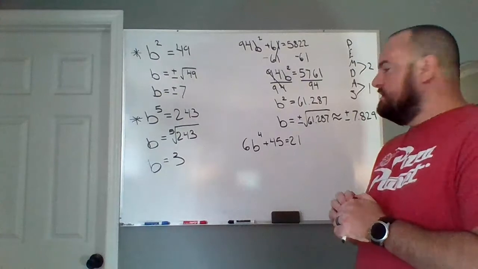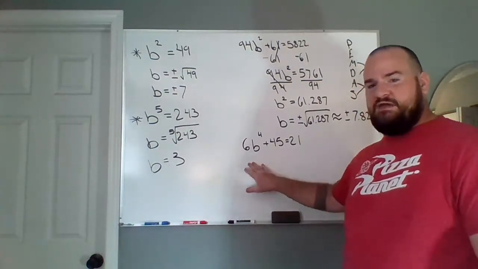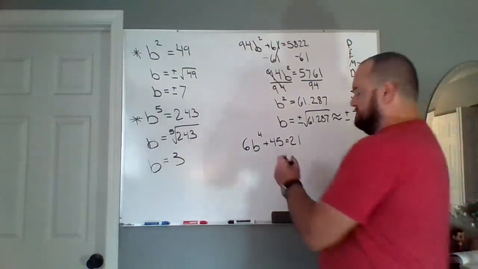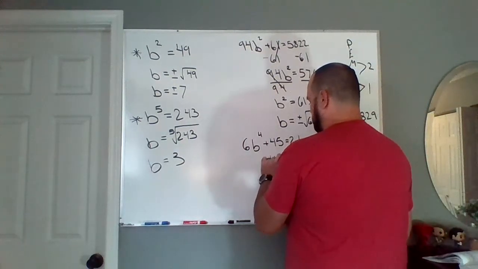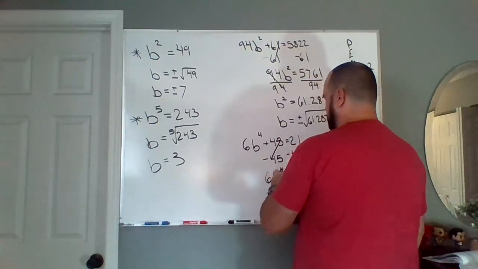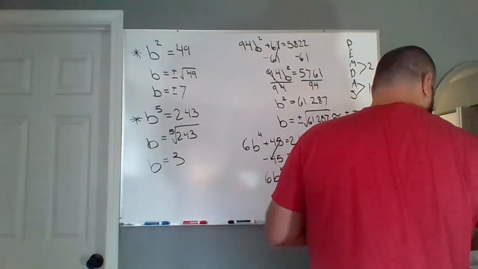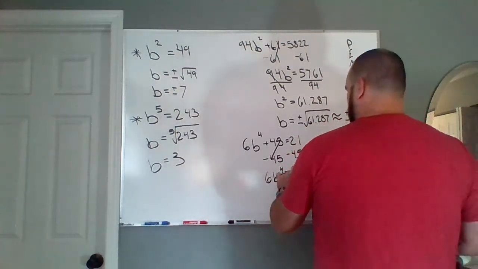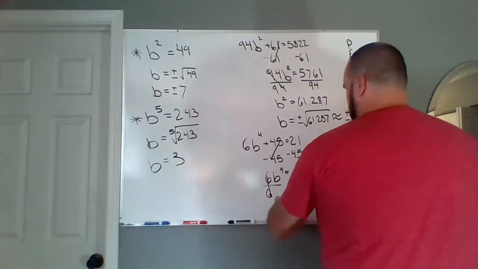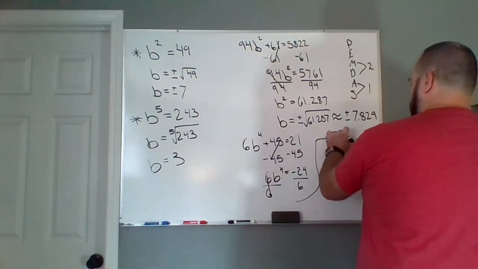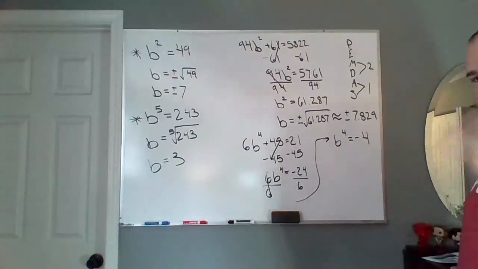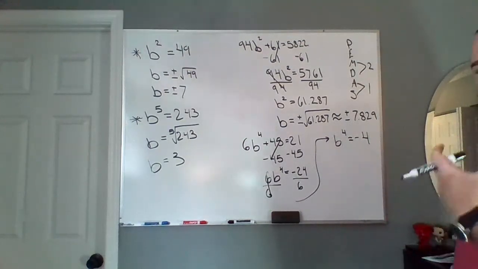Let's knock it out. Again, we just do the same thing. We see that we have an exponential here that we need to solve. So we need to isolate this b to the fourth term. So I need to first subtract 45. I get 6b to the fourth equals negative 24. Divide by 6. I end up with b to the fourth equals negative 4.